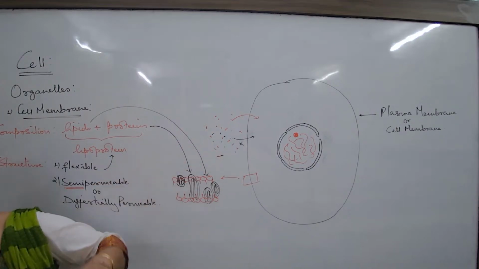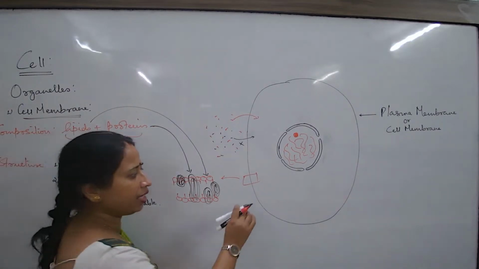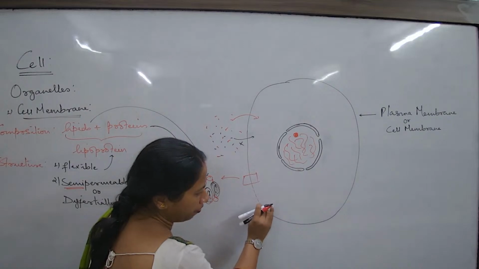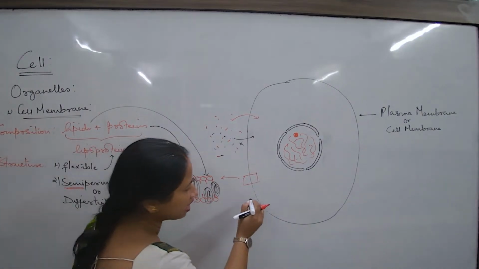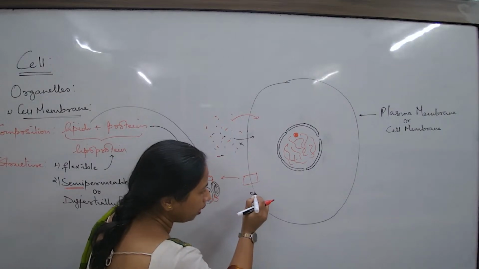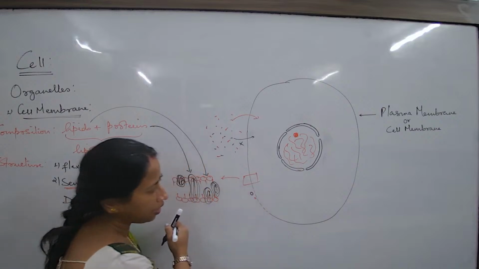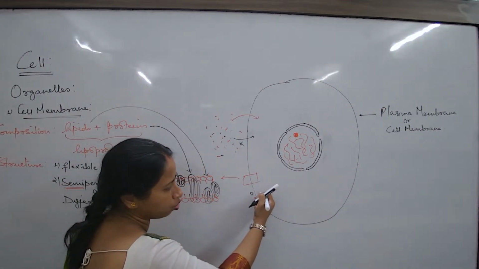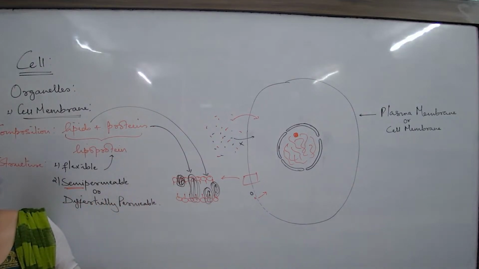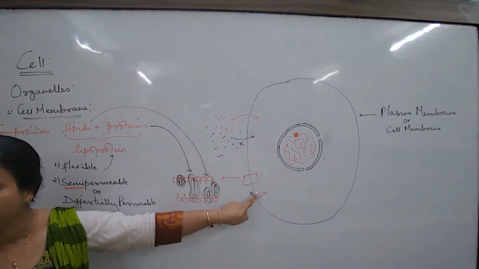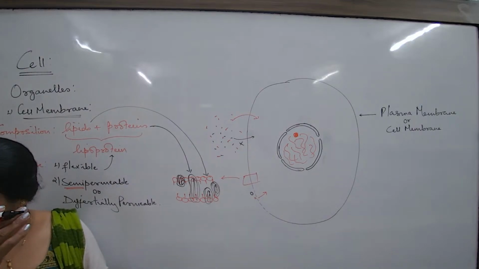Why? Because the plasma membrane has small pores on it. For example, if this is the molecule, will it pass through? No, this molecule cannot pass through, because it is bigger than the pore and gets stuck. But this molecule is almost the size of the pore, so it can easily pass through.